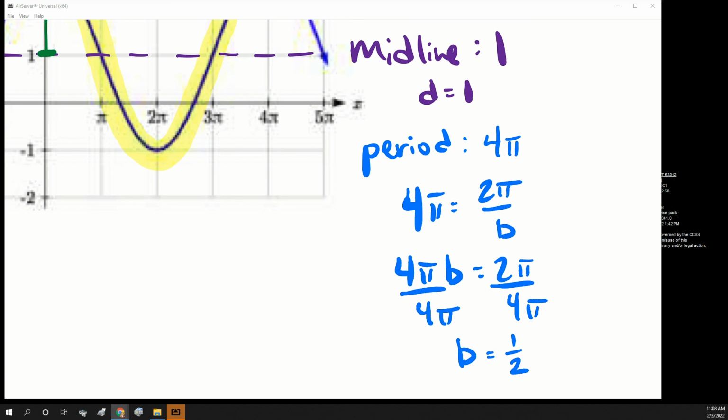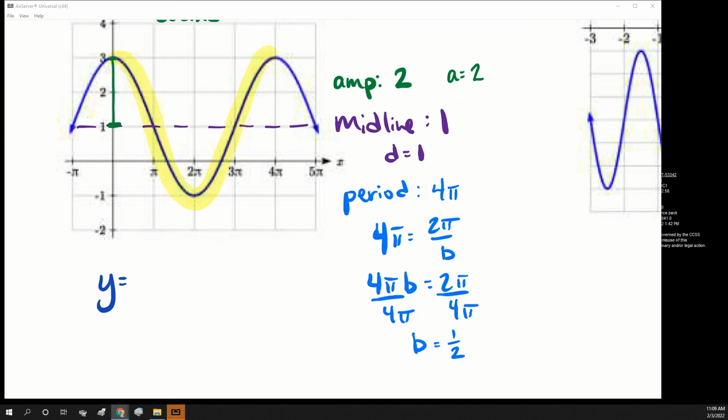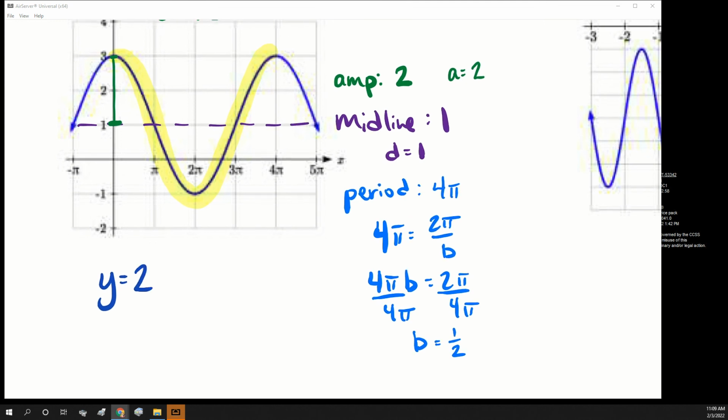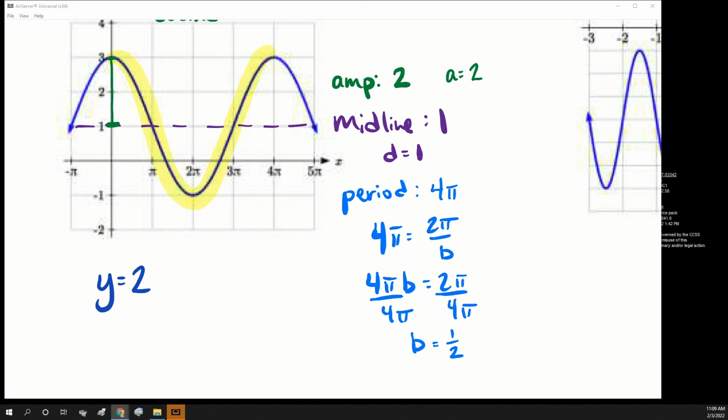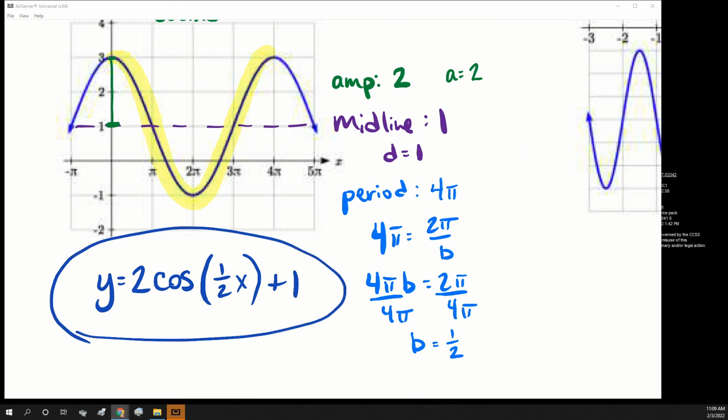Okay. Now we have everything we need to write this function. You can start with y equals, f of x equals, g of x, whatever you want to call it. I'm going to call it y. And then looking at your little chart, the next thing you would fit would be your A, 2. And then we all agreed that that was like a cosine graph, so we're going to do cosine. And then multiply your B by x, and then add the D. That is an equation for that graph. Now there's more than one, but for what we know right now, this is the one we can do.